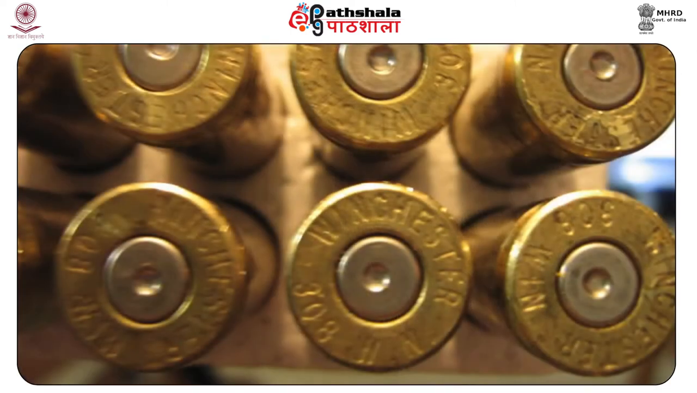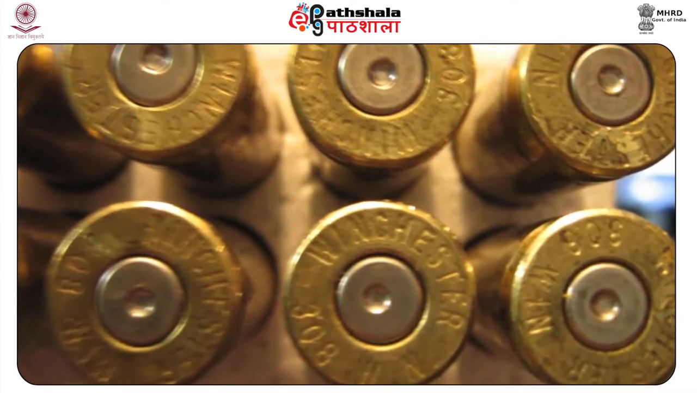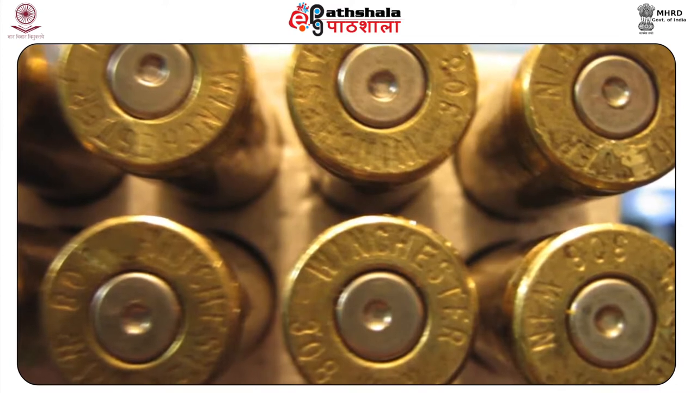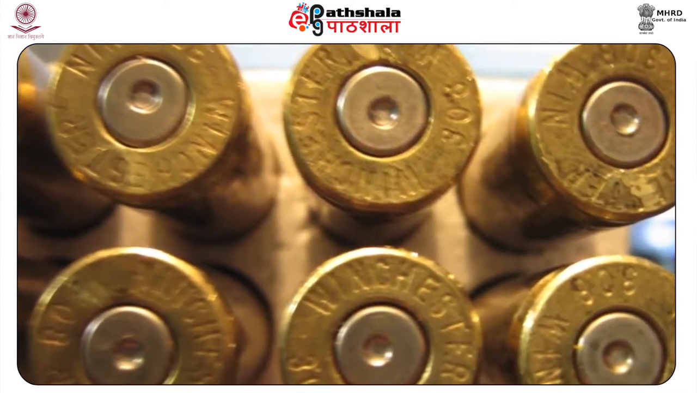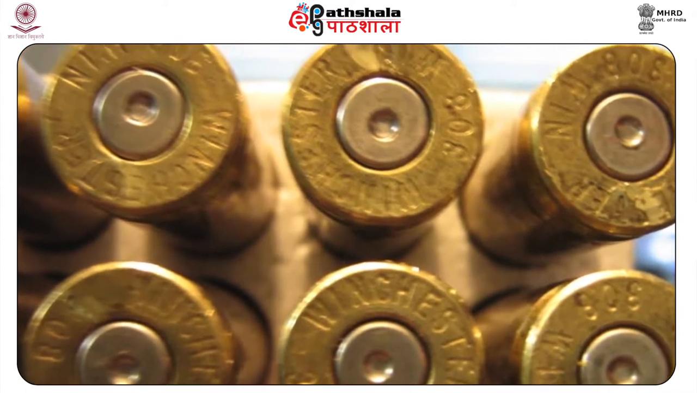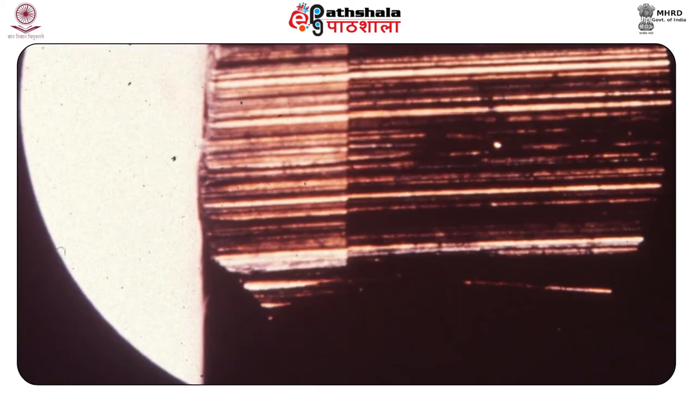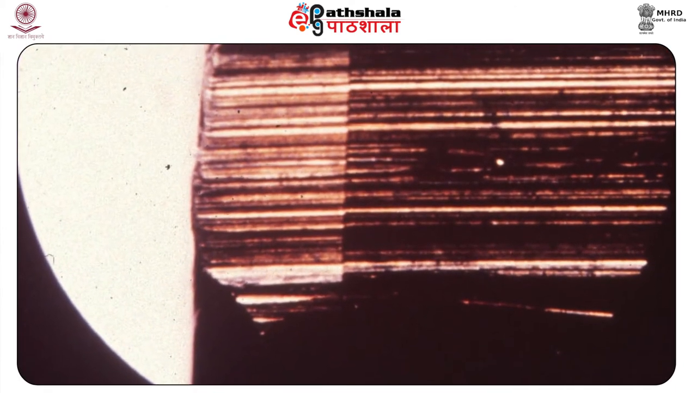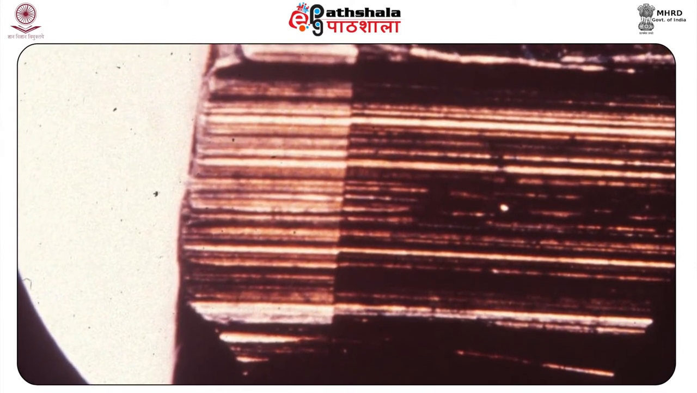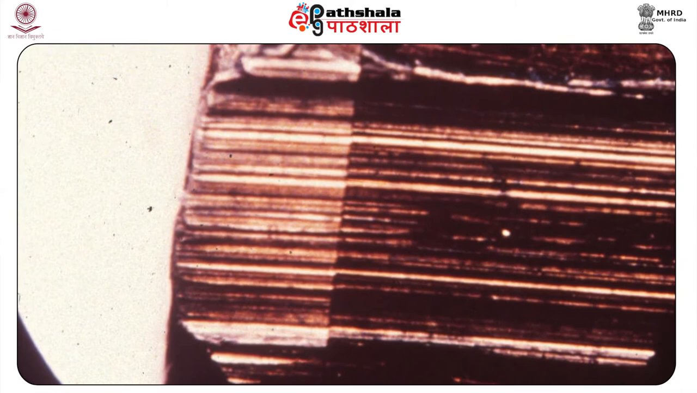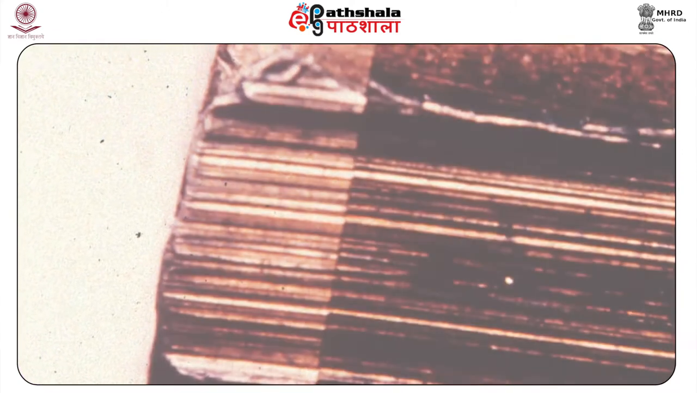Repeater and automatic arms normally form definite and recognizable marks, like size, shape, and location, on the rim of the cartridge case. Sometimes, the sliding marks offer more positive identification. Marks due to expansion: at the time of firing, the cartridge case expands and may take up marks or certain irregularities, which may occur in the region where the barrel, the breech block, and the extractor meet.